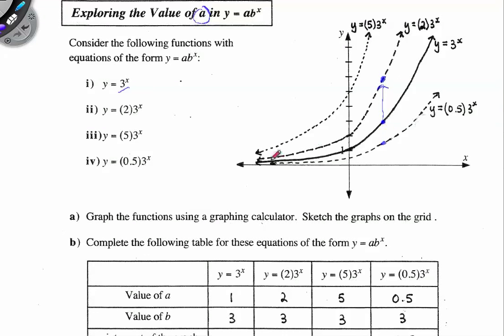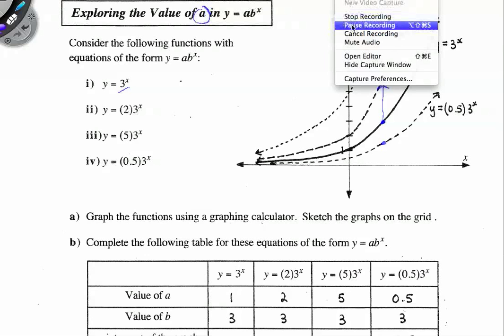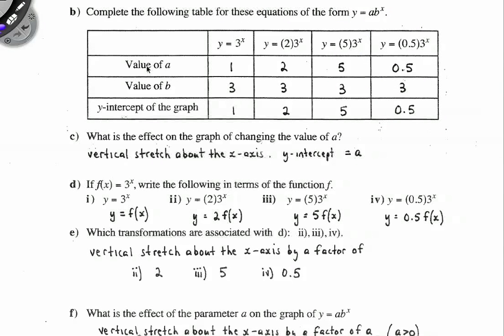Okay. Graph the functions using a graphing calculator, so you can get this in your graphing calculator, and then complete the following table for these equations. So let me just scroll down, and values of A were 1, 2, 5, and 0.5. Values of B were consistent at 3, and the y-intercept of the graphs, if you rewind this video, you will notice that it was at 1, it was at 2, it was at 5, and it was at 0.5, which makes sense because the y-intercept is when x equals 0.